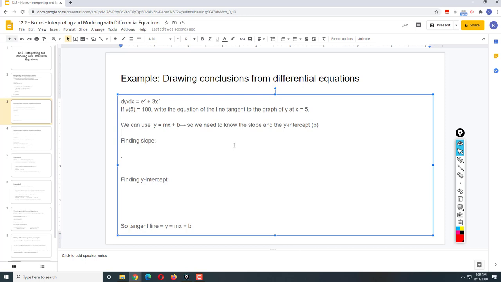So to find the slope, well, slope at x equals 5 is just equal to the derivative of y at 5. And we have the derivative of y. The derivative of y at 5 is, we plug in 5 to the derivative. So it's e to the 5th power plus 3 times 5 squared. So that's e to the 5th power plus 75. That's the derivative.